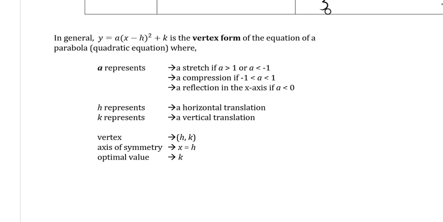Okay, so here, I'm not going to go over this. This will be online. It's a summary of everything. There's A times (x minus h) squared plus k. A is a reflection if it's negative, a compression if it's a fraction smaller than 1, and a stretch if it's a number bigger than 1. H is a horizontal translation or shift. K is a vertical translation or shift. A couple other little notes about how you find the vertex and that sort of thing.